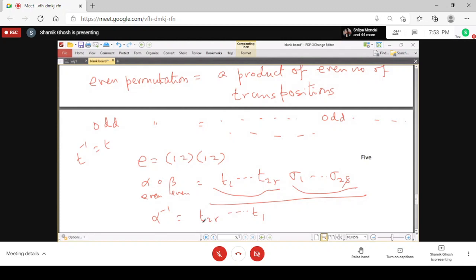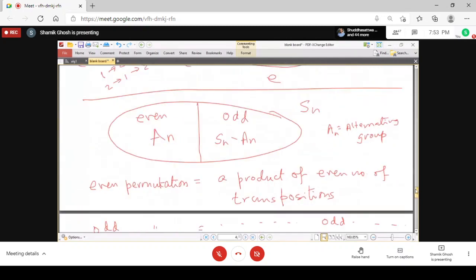And so it again consists of an even number of transpositions. So for every even alpha, alpha inverse is also even. And that proves that AN is a subgroup of the group SN. So this part becomes a subgroup, but the odd part is not a subgroup because it is not closed under the operation.